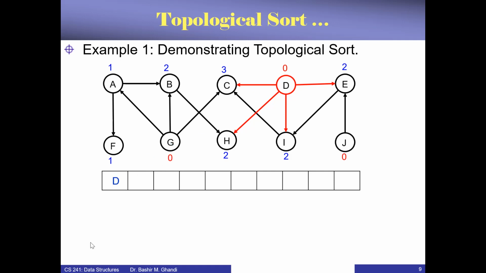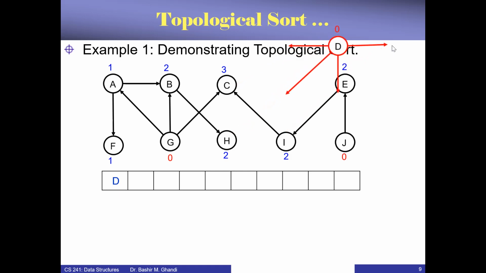Okay, and once we do that, the algorithm says delete D and all edges emanating from it from the graph. So we're going to delete this vertex and its emanating edges. Now when you do that, you will have to recompute the in degree of the vertices adjacent to D. Because, for example, if we remove this incoming edge, then the degree of C reduces to 2. The degree of H will reduce to 1. The degree of I will reduce to 1. And also the degree of E will reduce to 2.